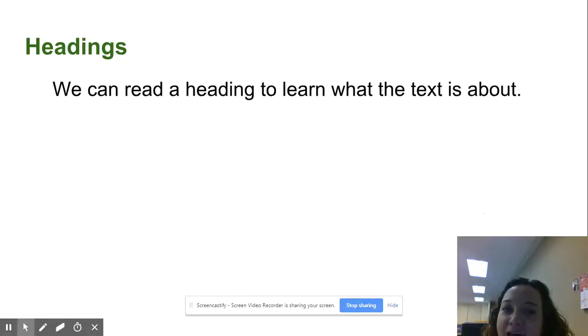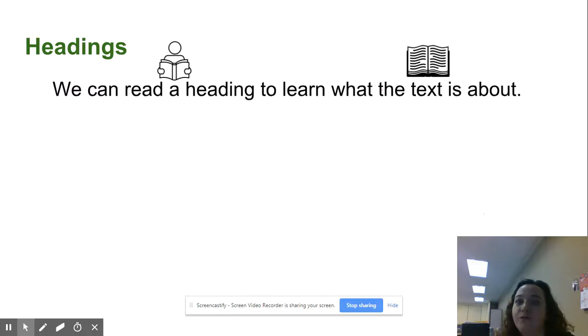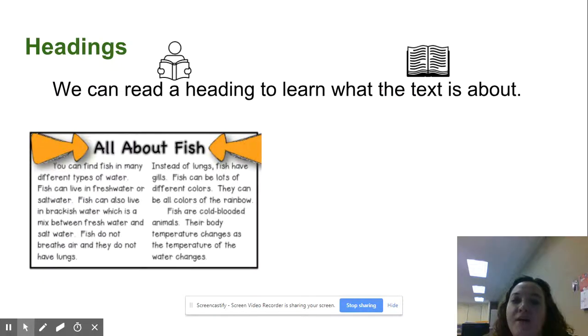We can read a heading to learn what the text is going to be about. Let's break it down. We can read a heading to learn what the text is about. For example, the heading of this article is all about fish. What do you think this article is going to be about? Fish? Me too.